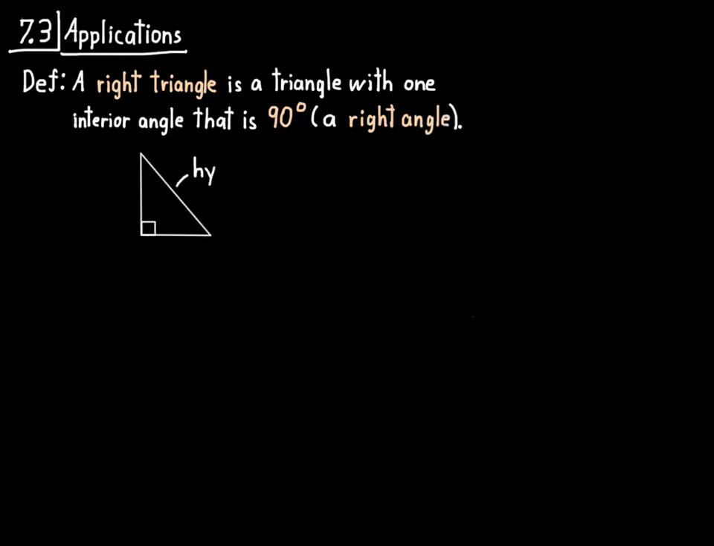So first, definition: a right triangle is a triangle with one interior angle that's 90 degrees. 90 degrees is a right angle, hence the name right triangle. I have a picture here. The little square right there indicates that that's 90 degrees. And the two sides next to the square, we say they're adjacent to the 90 degree angle, are called legs. And the side opposite the 90 degree angle over here is called the hypotenuse.